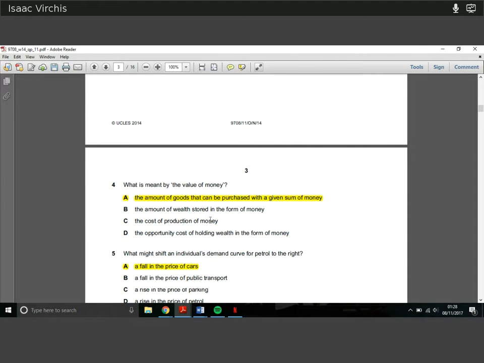The amount of wealth stored in the form of money would determine maybe the value of money overall in the economy, but not the value of the money itself. The cost of production of money is the cost of money, nothing to do with value. An opportunity cost of holding wealth in the form of money, again, is a cost of money, not to do with its value. The reason that money holds its value is simply because you can exchange things.